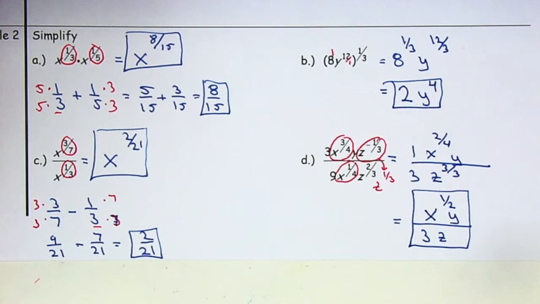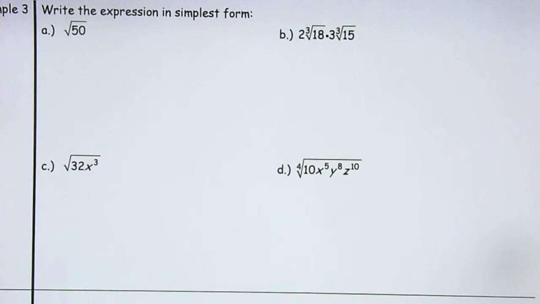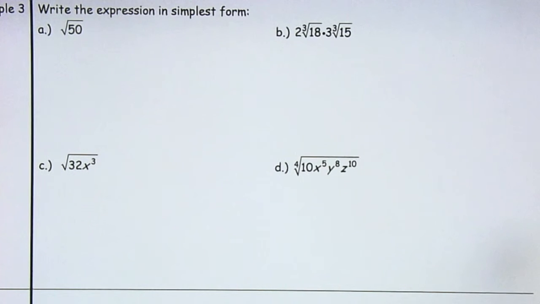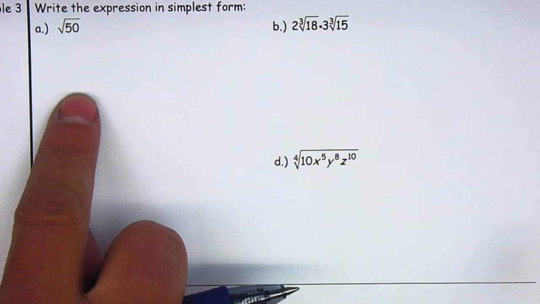Let's continue on the backside. On the backside, we're going to be simplifying radical expressions, and we want to be able to simplify to the simplest form. Now, if you remember, there are two ways that you can do the square root of 50.